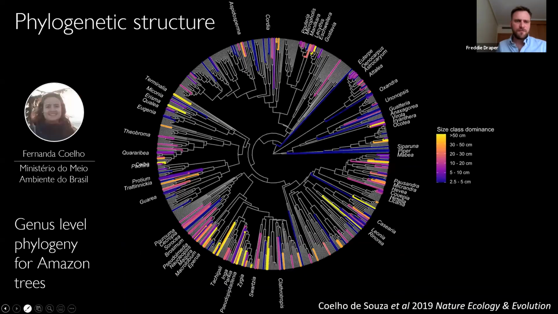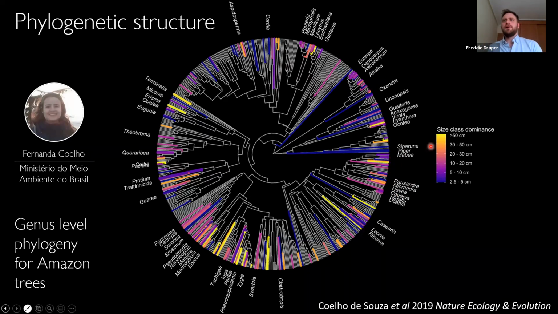Now we can look at these relationships more formally. So in this phylogenetic analysis, we plotted these hyperdominant species onto the angiosperm phylogeny. This is a complicated figure, looks a bit like the Death Star, but basically you can interpret this. Each tip that is colored is a genus that contains at least one hyperdominant species. Any tip that has a name is a genus that has at least 3 hyperdominant species. And then the color corresponds to the size class which those hyperdominant species correspond to.